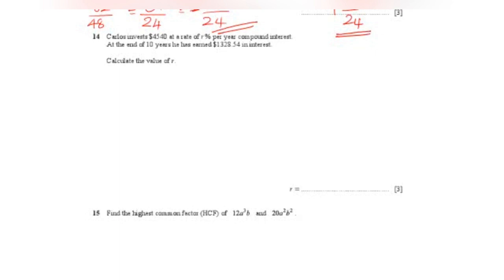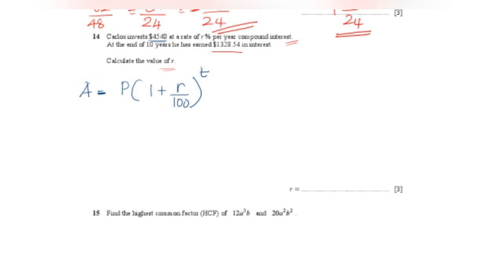Question 14. Carlos invests $4,540 at a rate of R% per year compound interest. At the end of 10 years, he has earned this much in interest. Calculate the value of R. So this is a compound interest question. So let us go ahead and write down the formula for compound interest. A is equal to P into (1 plus R upon 100) the whole raised to T, where A is the final amount and P is the principal amount, R is the rate and T is the time in years.